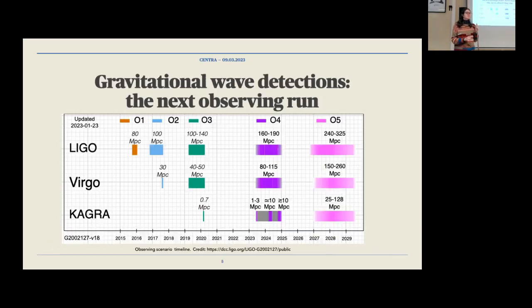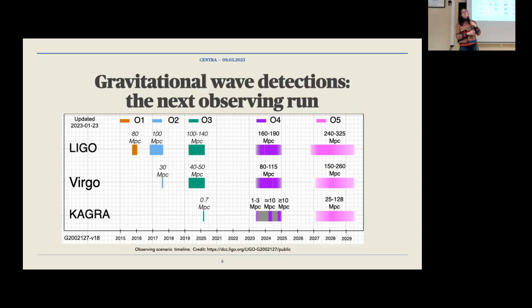Okay, so as I mentioned, we're now coming up to the next observing run. This will be O4. It starts in about 2 months. And in the gap between the last observing run and this one, they've been massively upgrading the detectors. So the sensitivity of these detectors jumps up, particularly LIGO, but also Virgo, and we will start to have KAGRA contributing much more meaningfully to the detector.